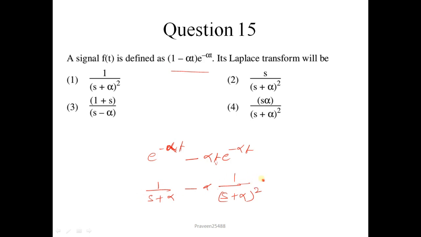So on solving this, we will get s plus alpha whole square in the denominator, and here the numerator would be s plus alpha minus alpha. So the correct answer is s upon s plus alpha whole square. Second one is the correct answer.